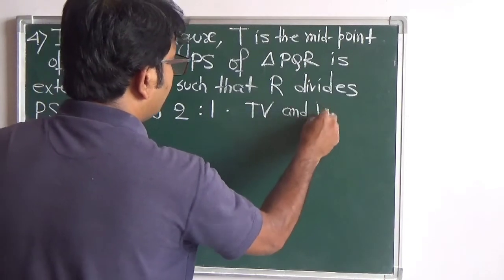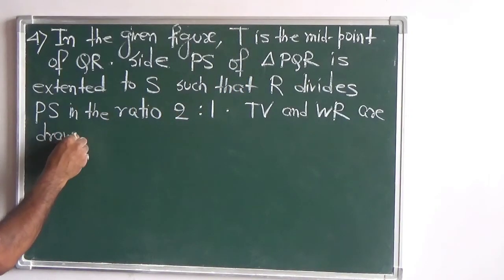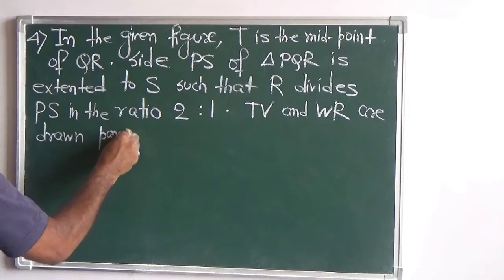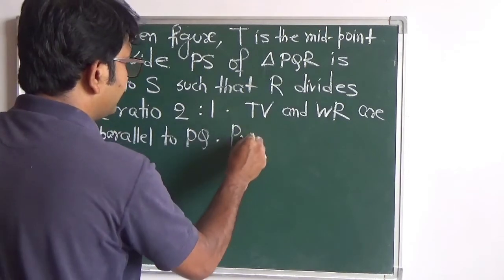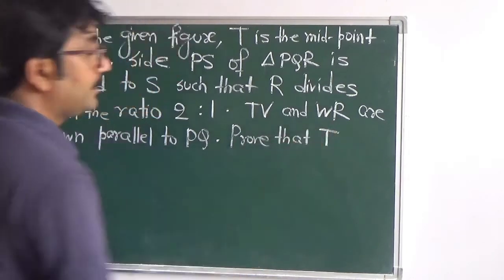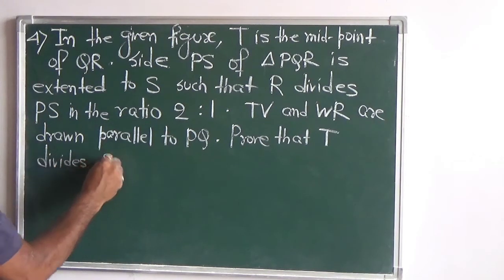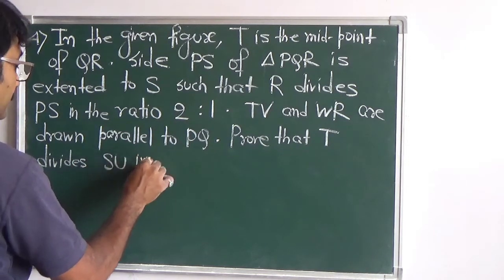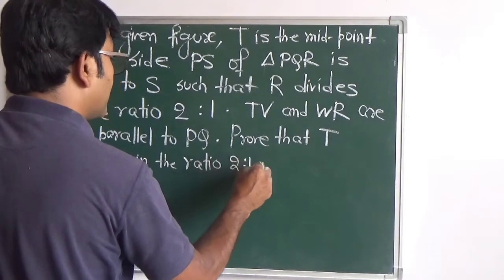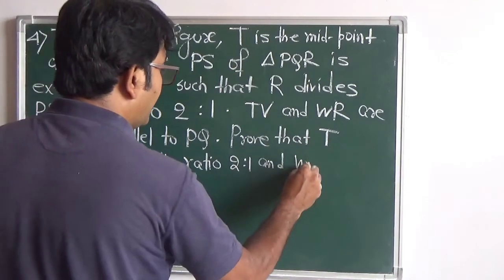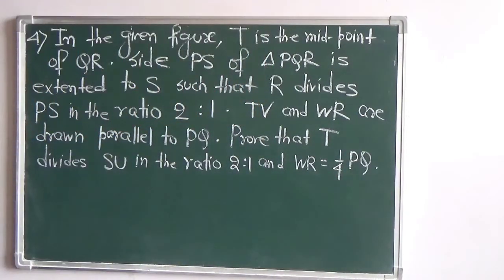TV and WR are drawn parallel to PQ. Prove that T divides SU in the ratio 2:1 and WR is equal to 1/4 of PQ. So this is the question in the given figure.